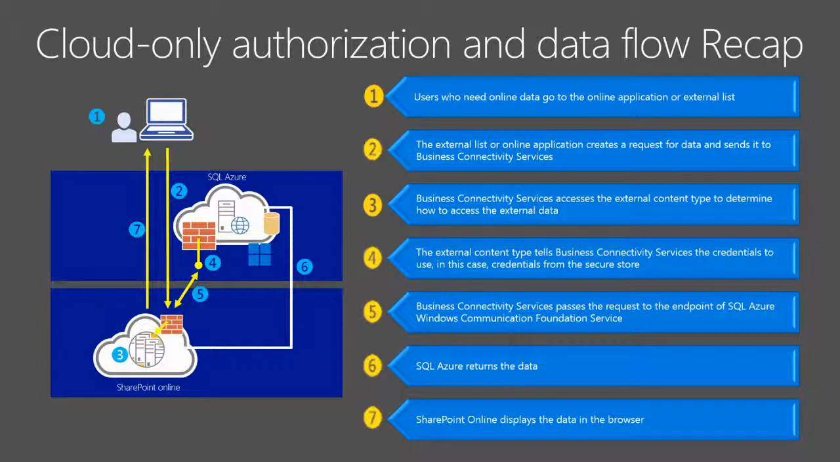Our users that are going to access the data, they hit the online application just in the same way they did before. The external list in this case is going to use online BCS, but instead of going through the reverse proxy to talk to a BCS instance on premises, it's actually going to go direct to SQL Azure. So we're going to expose data in SQL Azure.